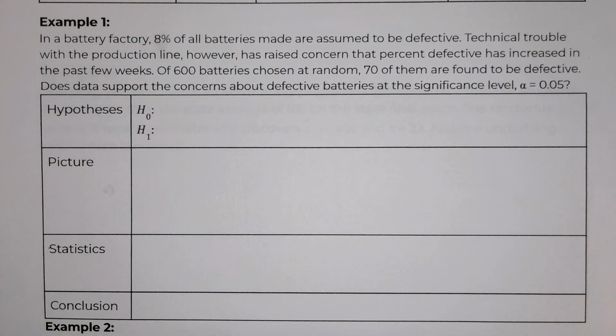So in a battery factory, 8% of all batteries made are assumed to be defective. Technical trouble with the production line, however, has raised concern that the percent defective has increased in the past few weeks. Of the 600 batteries chosen at random, 70 of them are found to be defective. Does the data support the concern about defective batteries at a significance level of alpha equals 0.05?